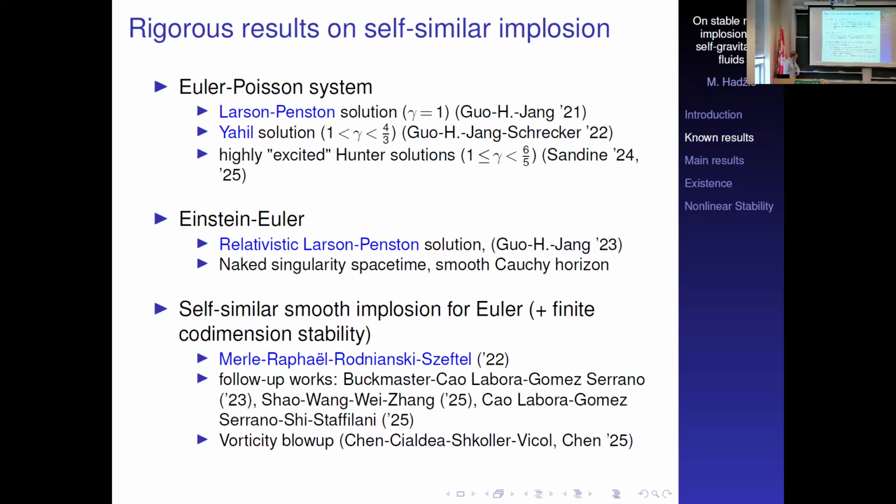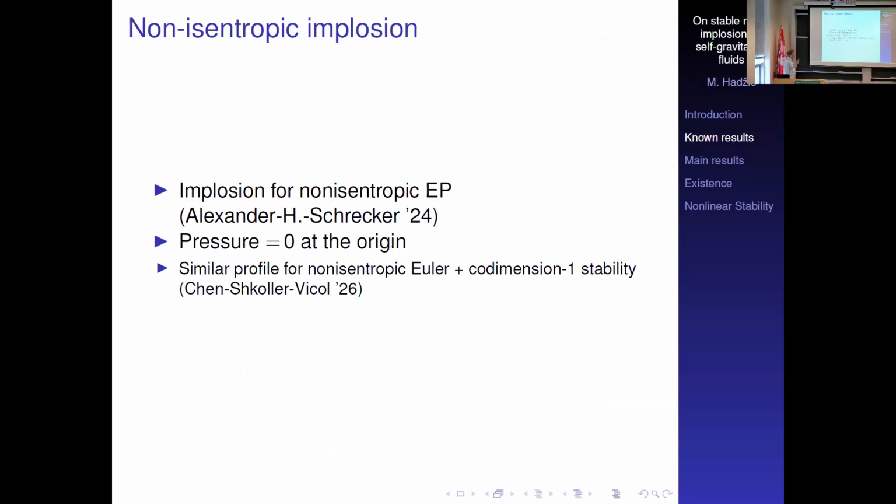Also, everything I mentioned in this slide is a discussion of isentropic fluids. So entropy is fixed, it's a constant. You could ask what happens if you turn on the entropy. Can you find genuinely non-isentropic models of self-similar blowup? And the answer is yes.